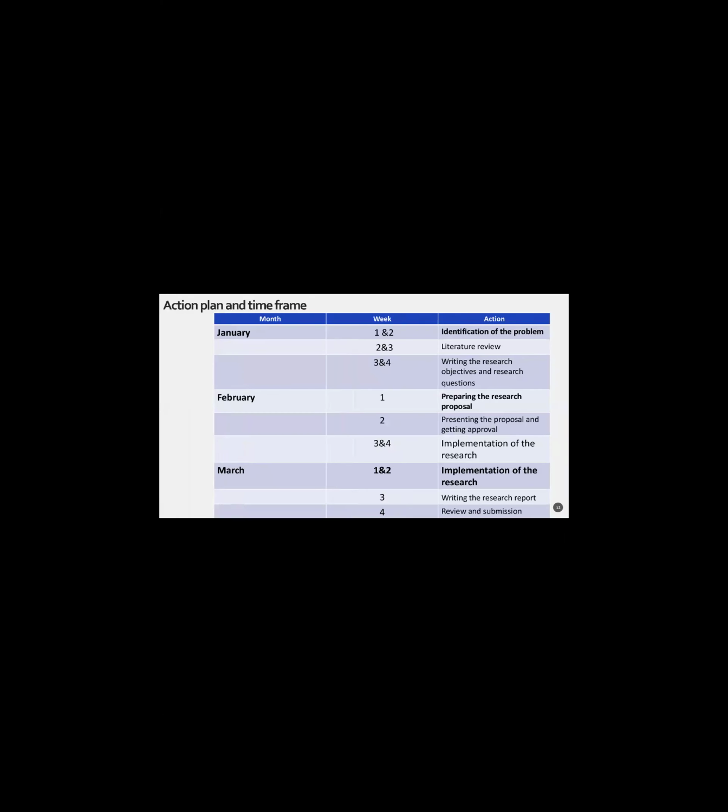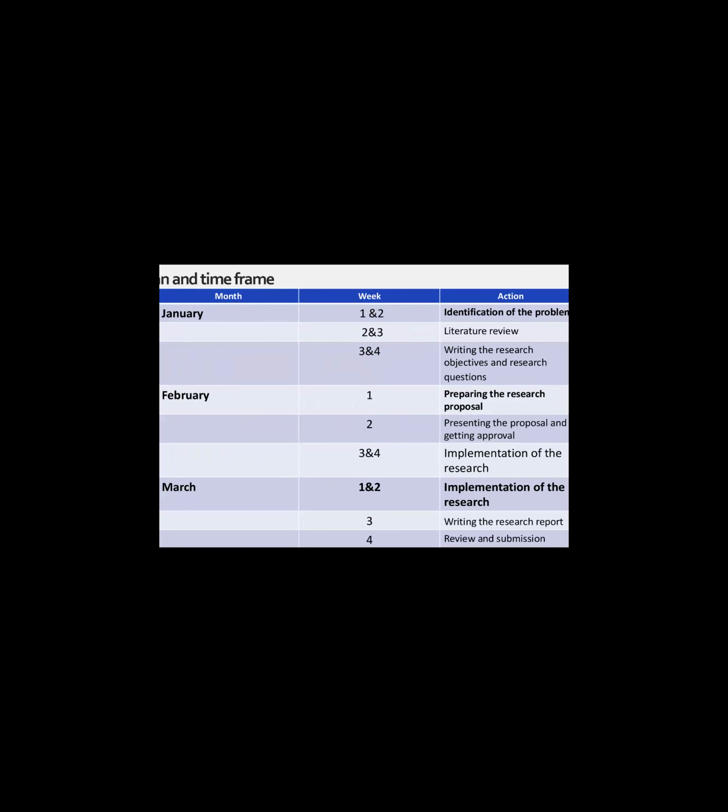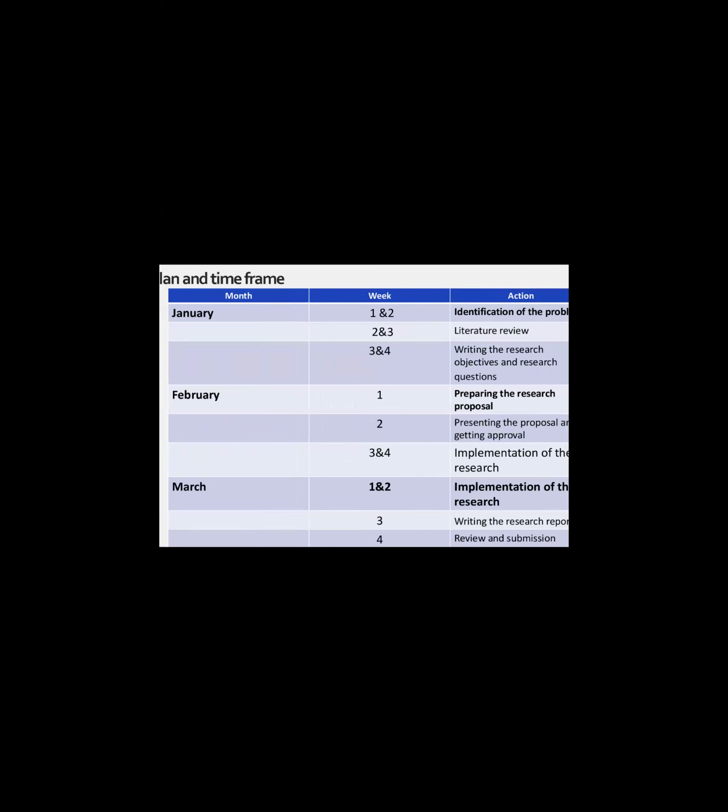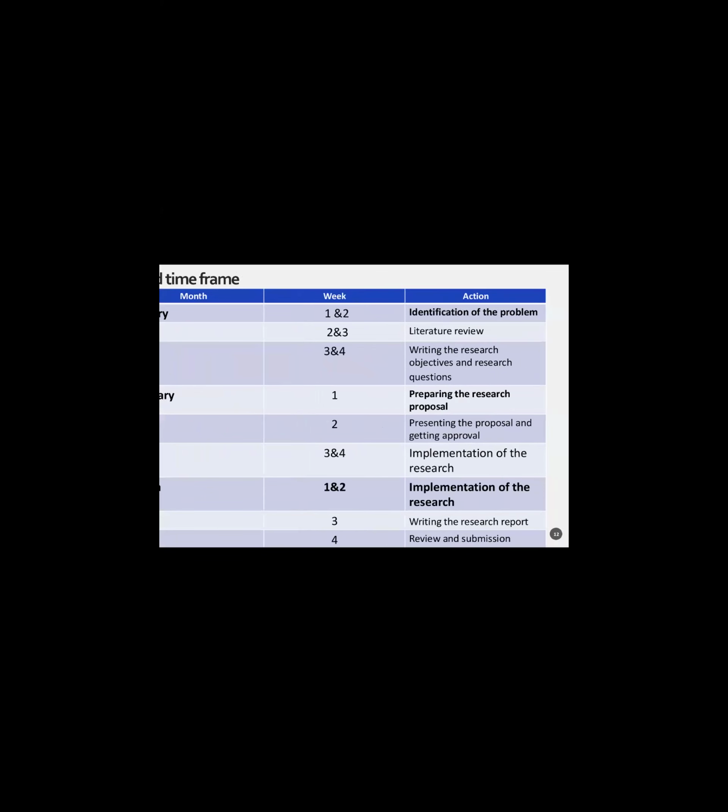So the data analysis, I will analyze the data to see how students have improved their writing skills. And I also observed notes, which will be analyzed to identify trends in students' participation and confidence. And this is my action plan and time frame for the three months period.